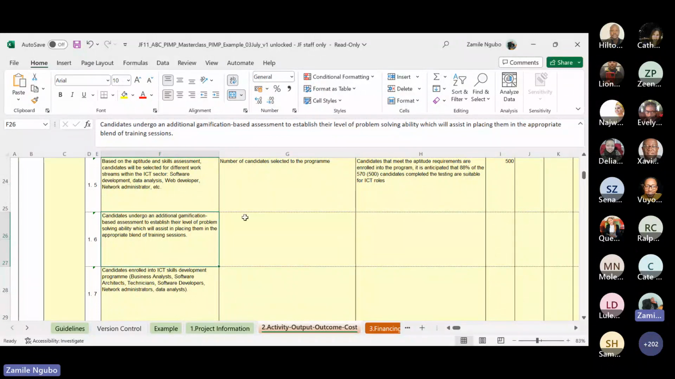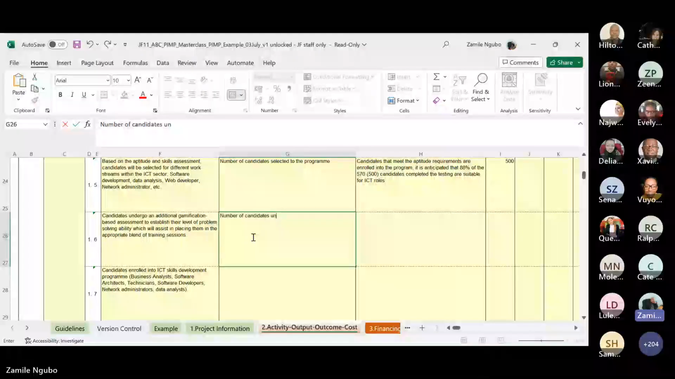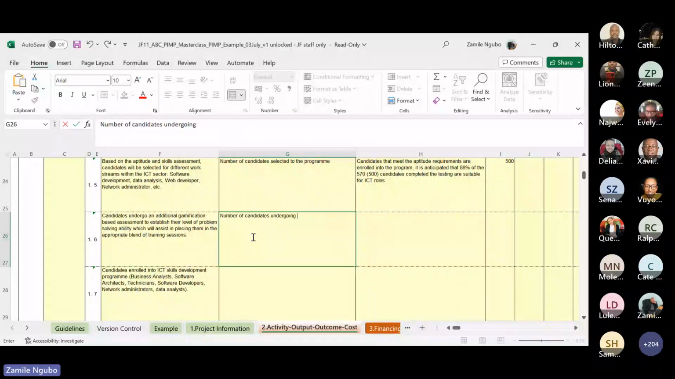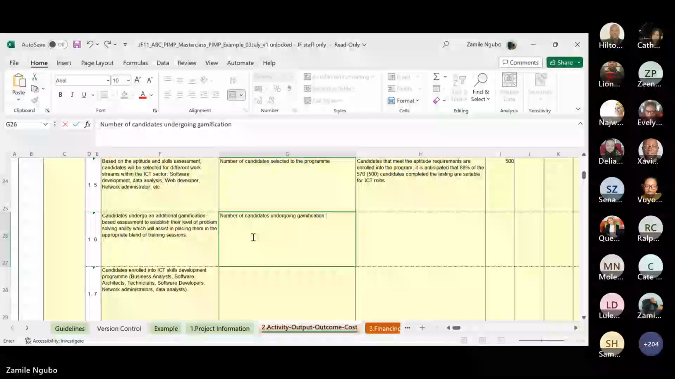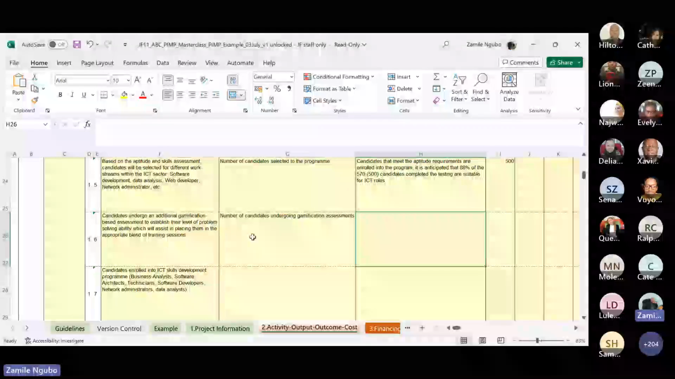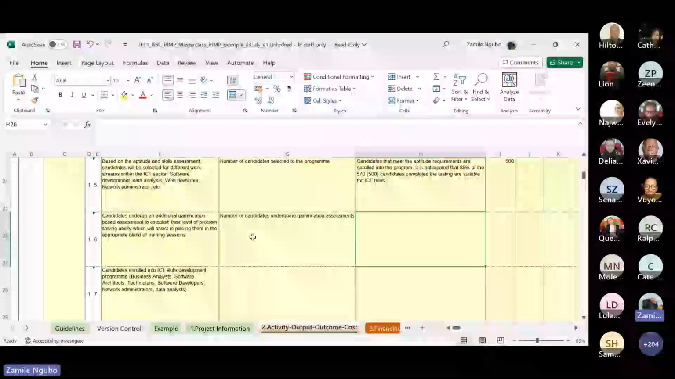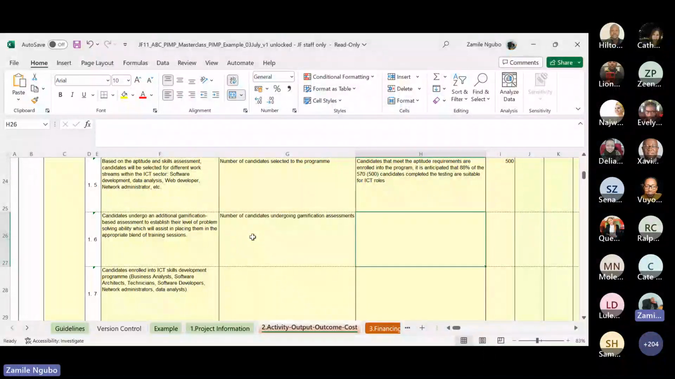So the output there will be the number of candidates undergoing gamification assessment. So the assumption there is all candidates will complete the gamification assessments. It will take a week to analyze, test, and allocate candidates to an appropriate blend of training.